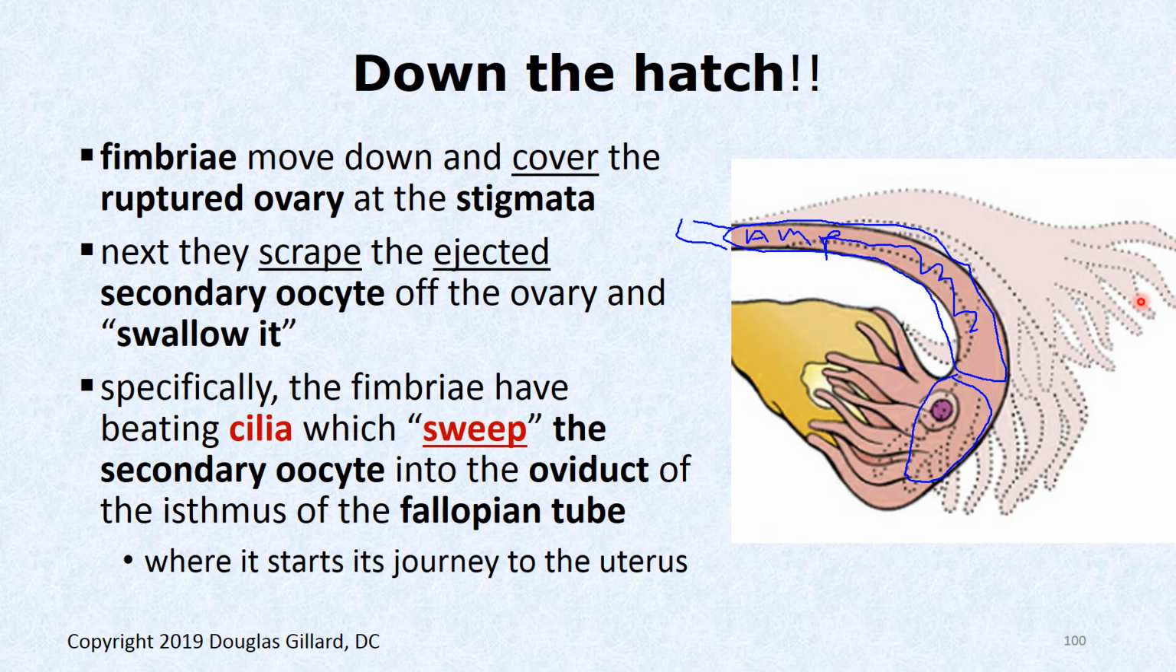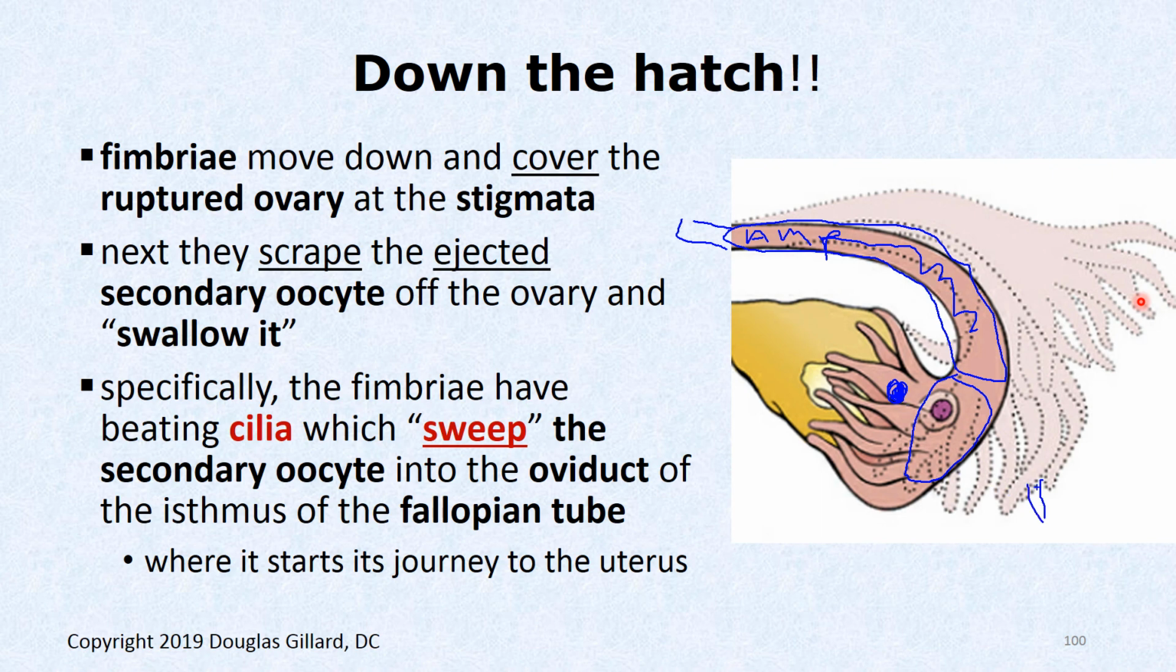But the little egg was sitting on the ovary right here. And so these weird little fingers that are way up here, somehow it knows, and I'm sure molecular biologists could tell you how. I'm not going to go down that rabbit hole. But these things know, and they actually move down, and they cover the secondary oocyte, and then there's little cilia on these fimbriae. The fimbriae don't move themselves. They don't like sweep it in.